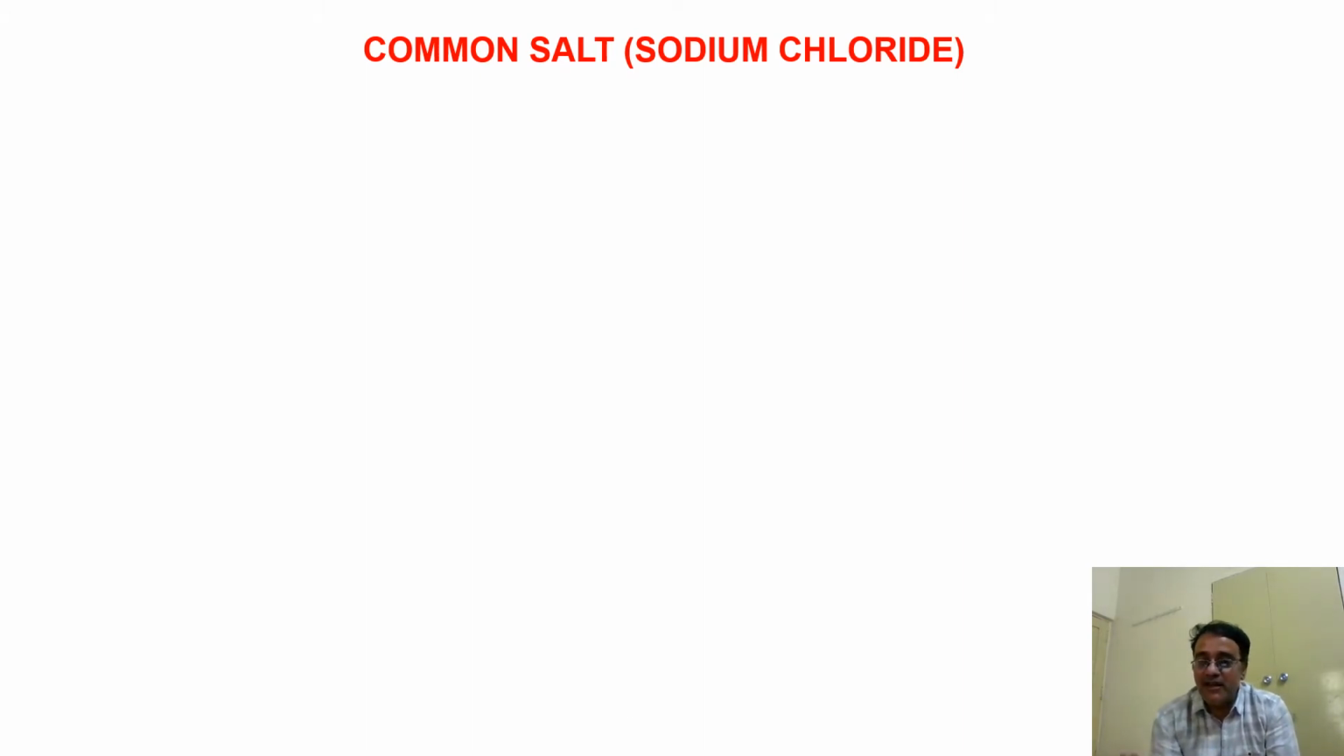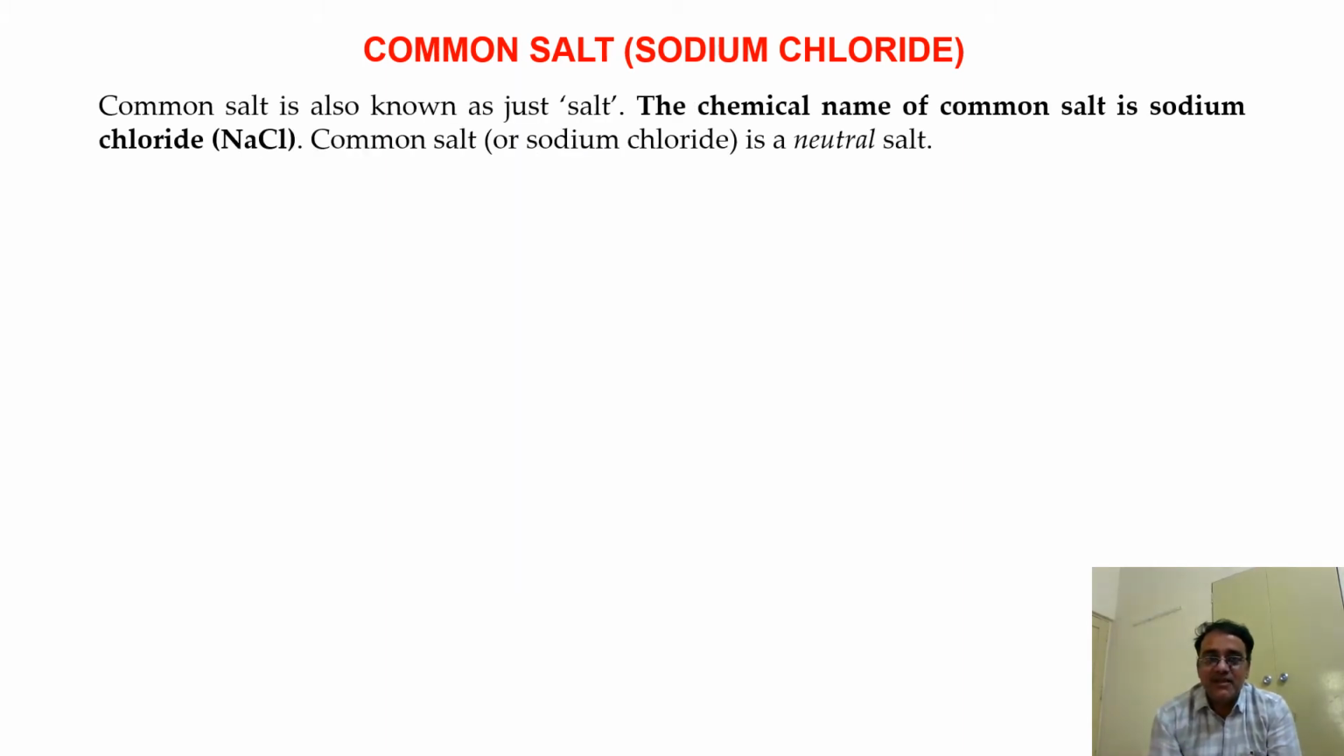Sodium chloride is a white powder which is used in preparing food, especially vegetables, pulses, curries, which we use in kitchens. So common salt is also known as just salt. The chemical name of the common salt is sodium chloride, that is NaCl, and the common salt is a neutral salt because it is formed by the reaction of strong base and strong acid.